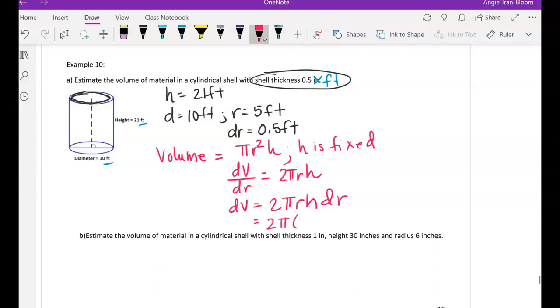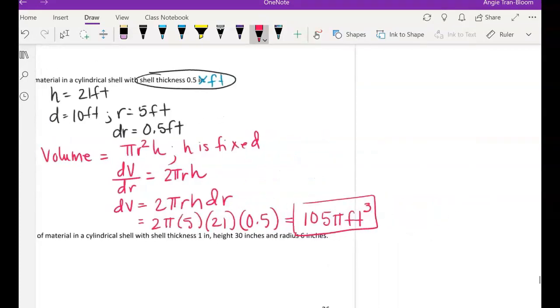2 pi, radius we know is 5. The height is fixed at 21, and dr is 0.5. If you don't have a calculator, I will always take the exact answer, which is 105 pi cubic feet. If you have a calculator and want to punch that out, I'm okay with that too. It's 329.9 cubic feet. I will accept either answer.